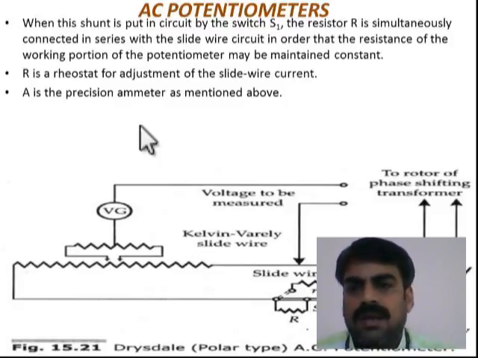And as in other normal potentiometers, there is a rheostat R for adjustment of the slide wire current, that is the working current. And as I mentioned earlier, there is a precision ammeter that is of transfer type in nature.